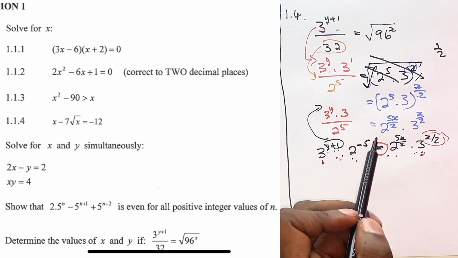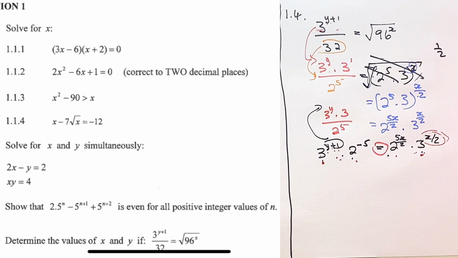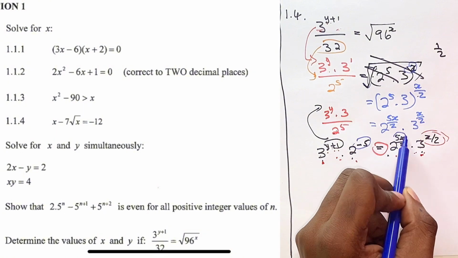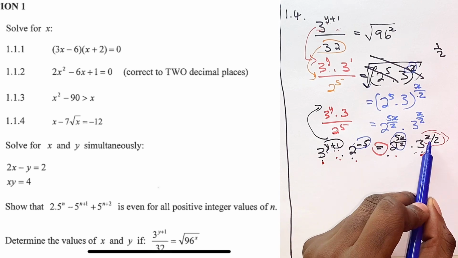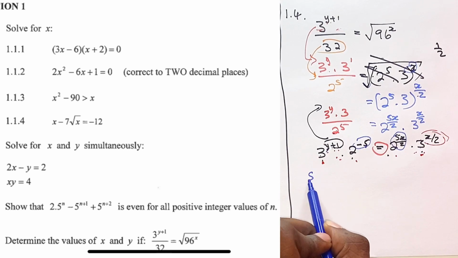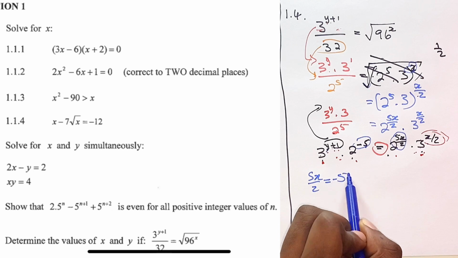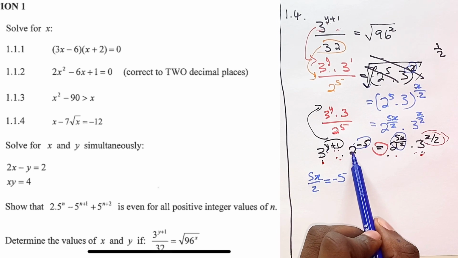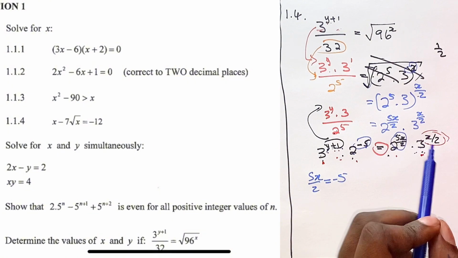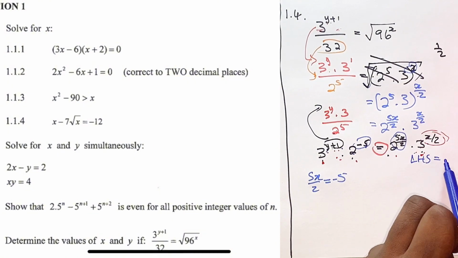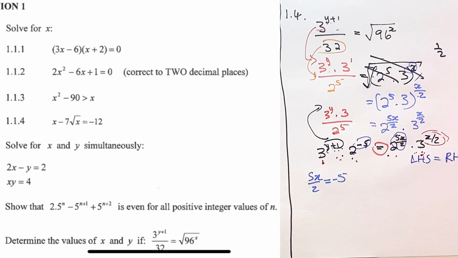But to make it easier for me, I'm going to take the exponents of 2 first, because I will be able to solve for x, because they have one variable, where this has y plus 1, it has y, and this one has x. So I'm going to say 5x over 2 is equal to minus 5. The exponents of the base 2 must be equal, or else the left hand side will not be equal to the right hand side, and always the left hand side must be equal to the right hand side.